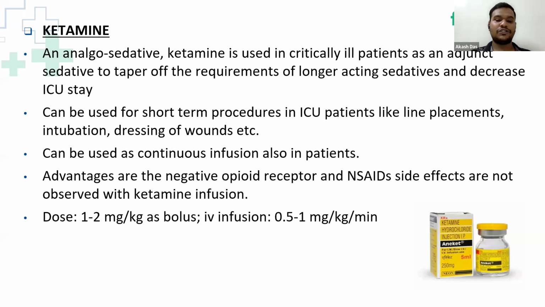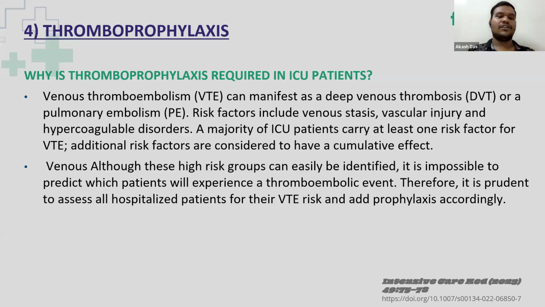It can be used as a continuous infusion also in patients. Advantages are that negative opioid receptor and NSAID side effects are not observed with the ketamine infusion. Dose is 1 to 2 mg per kg as bolus, and IV infusion 0.5 to 1 mg per kg per hour. So this is about ketamine. So this was about sedation.